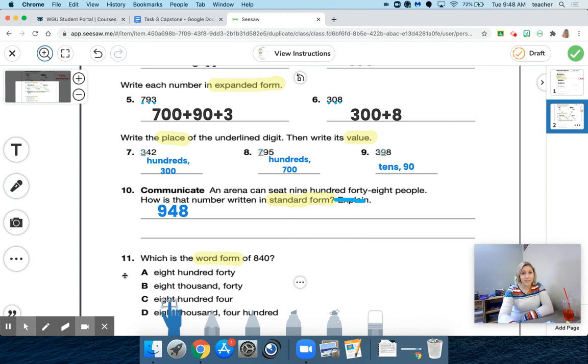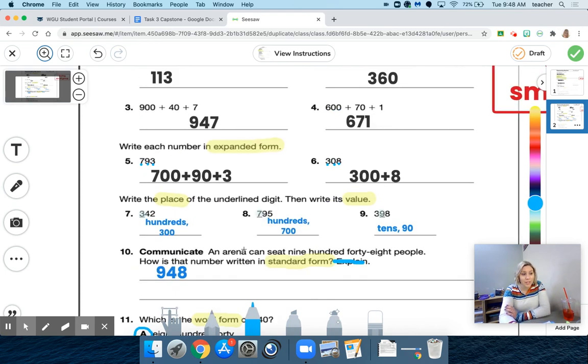And 11 is multiple choice. What is the word form of 840? So the way that I say it, 840, that's what I'm looking for in words. 840, 8040, 804, 8400. The only correct answer that makes sense is A, 840.